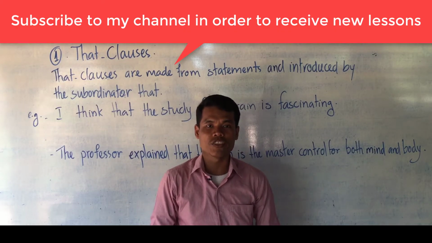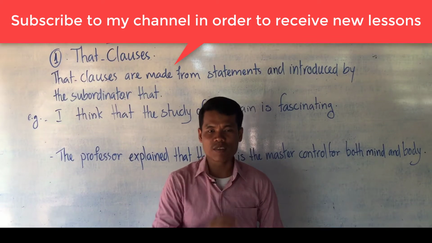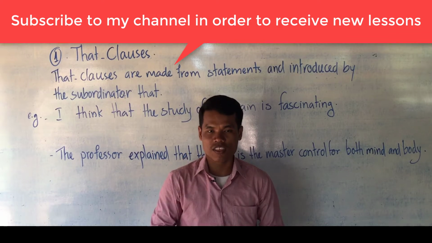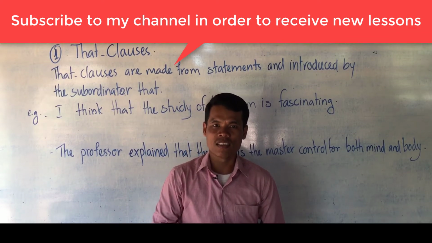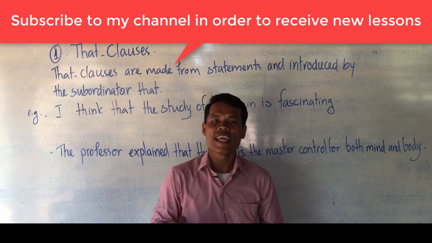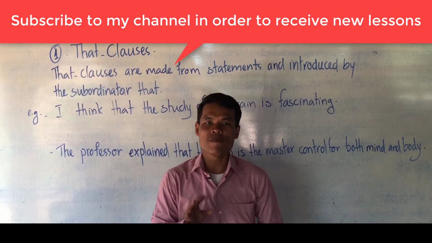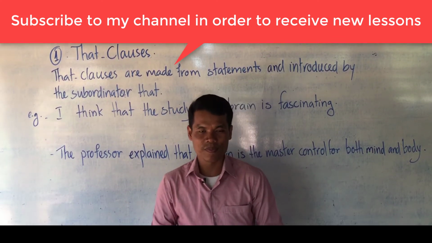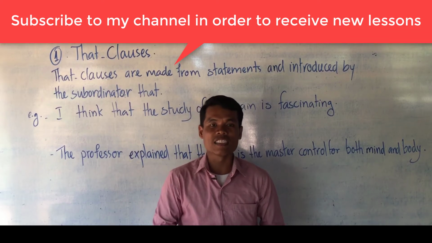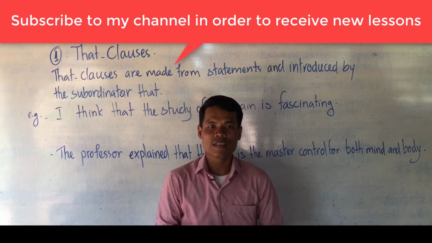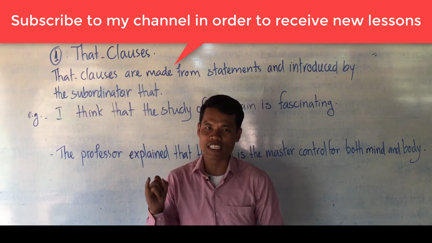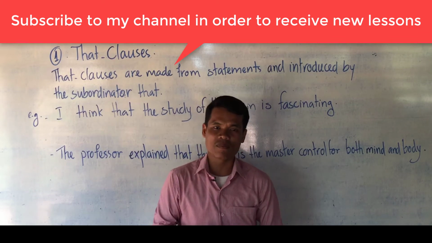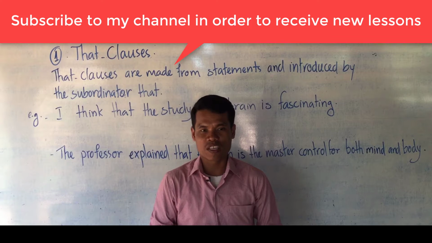Nice to see you again, and in today's video I'm going to teach you noun clauses again. But as you know, there are three types of noun clauses. One is that clauses, number two is wh-word clauses, and the last one is if or whether clauses. Can you tell me the definition of noun clauses? Well, a noun clause is a dependent clause that functions as a noun. So when a noun functions as a subject, a noun clause also functions as a subject. When a noun functions as an object, a noun clause also functions as an object.